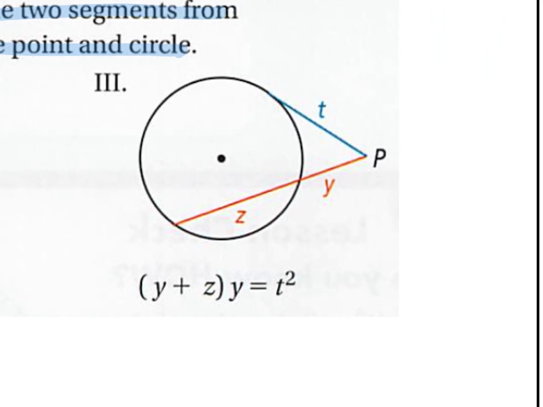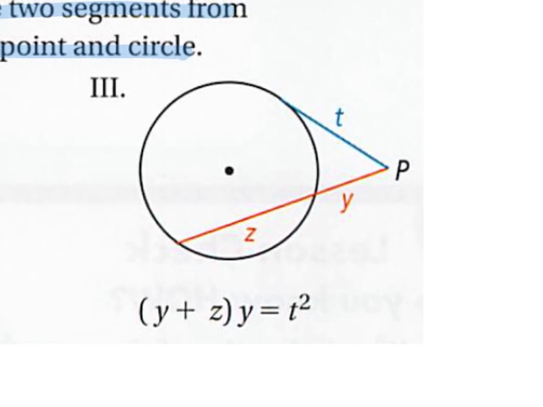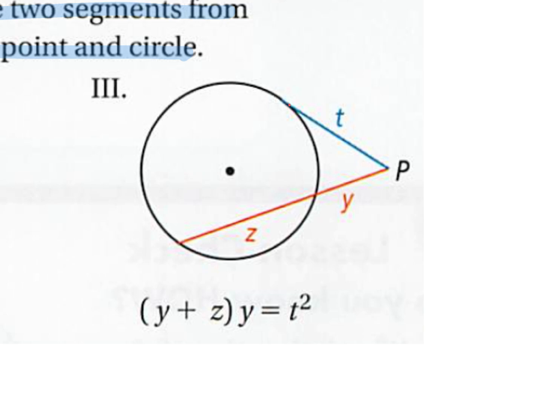The third is going to be a tangent. This is actually a tangent line, and a secant line again. So here we're going to square the t because it's tangent. On the other side, that length is going to be outside first and then inside, then multiplied by the outside segment.